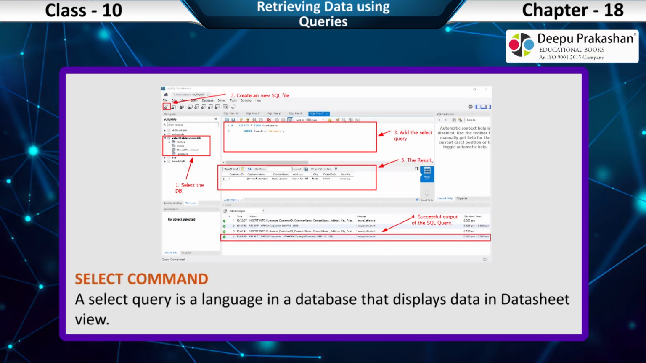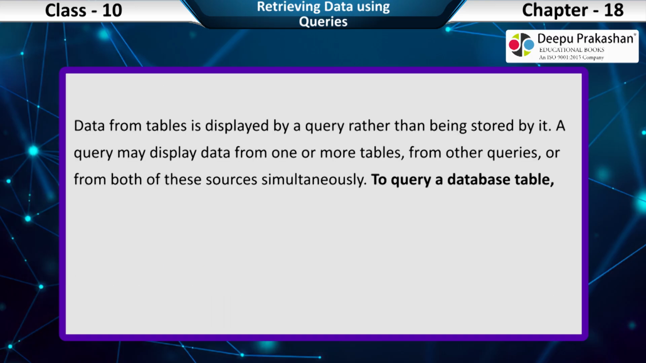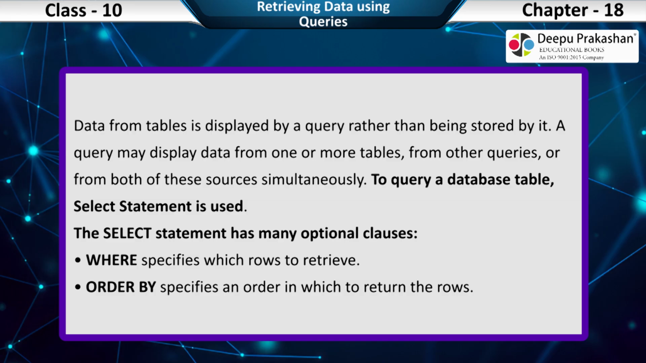Select command. A select query is a language in a database that displays data in datasheet view. Data from tables is displayed by a query rather than being stored by it. A query may display data from one or more tables, from other queries, or from both of these sources simultaneously. To query a database table, the select statement is used. The select statement has many optional clauses. Where specifies which rows to retrieve. Order by specifies an order in which to return the rows.